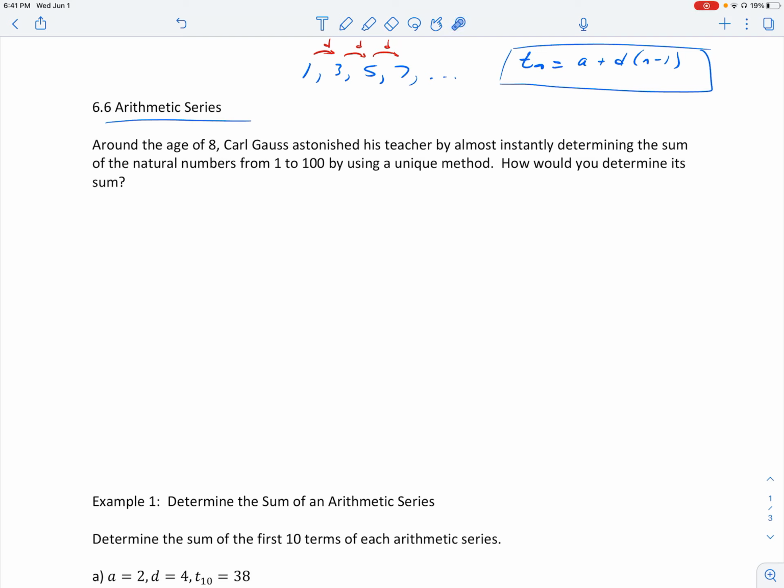So what we're looking at today is how can we find the sum of all these numbers? That's what we'll get to shortly. First we're going to do a quick little activity.